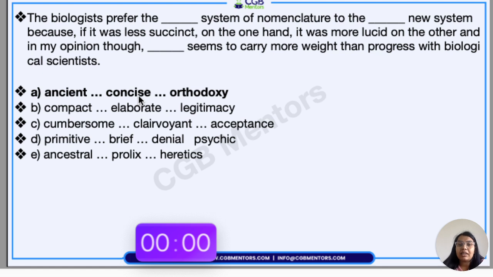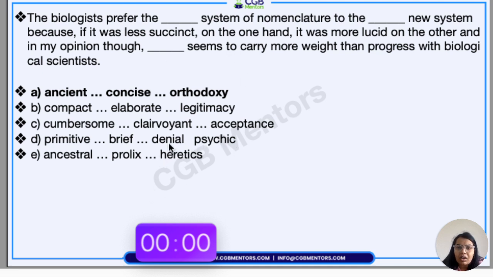So by the time you get to the second blank, you are very sure of the answer. So definitely concise will come here. And in my opinion, though, orthodoxy seems to carry more weight than progress. Okay, so this is one word, for biological scientists. Now here it says they prefer the old system, and hence, I think so, that orthodoxy means whatever is old is what they want to follow. It carries more weight than progress. They don't want to progress, they want to continue with the old methods only. And that's why here you have this.